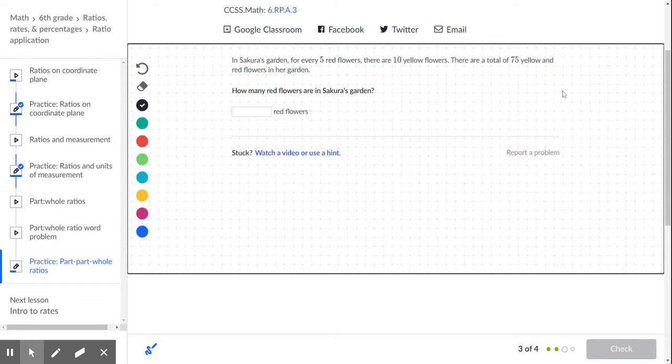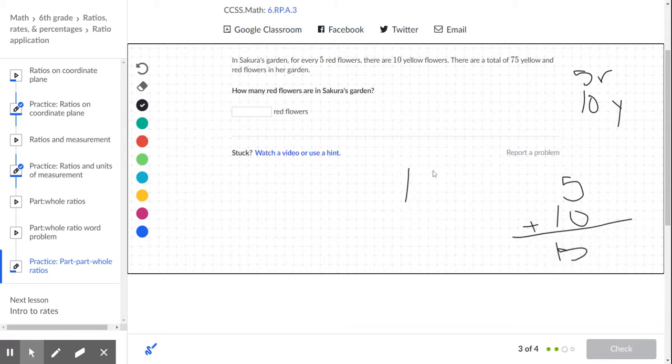In a garden, for every 5 red flowers, there are 10 yellow flowers, and there are a total of 75 yellow and red flowers. How many red flowers? So let's see here. 5 red and 10 yellow. If I were to add that up, I would have 15. So for every 15 total, she had 10 yellow.